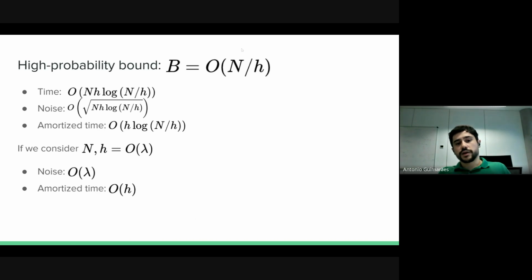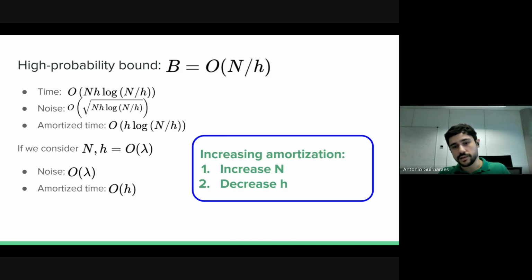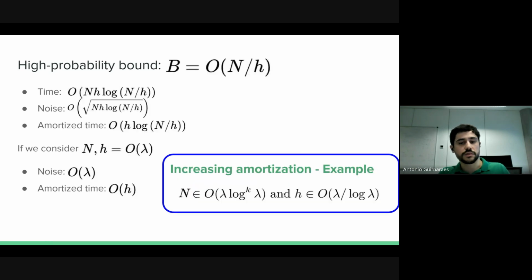Considering this high probability bound, we have these asymptotics, and if we assume that both n and h are linear in the security level, which is usually the usual assumption, we have that the noise of this bootstrapping is linear, while the amortized time is O of h. This can be improved. We can increase n and decrease h, and we have some freedom to do that because our noise is only linear. We could, for example, make this choice. We would reduce the amortized time, while the noise would still be just quasi-linear. And just to remember, our interest is to have the noise being polynomial, a low-degree polynomial, so we can go even further than this if we want.